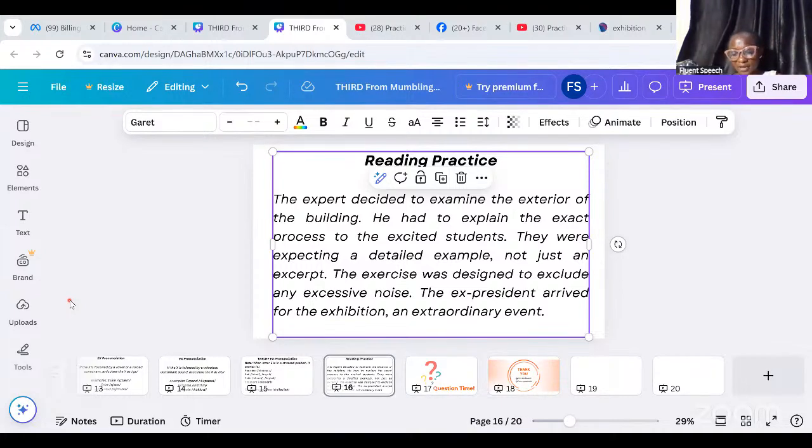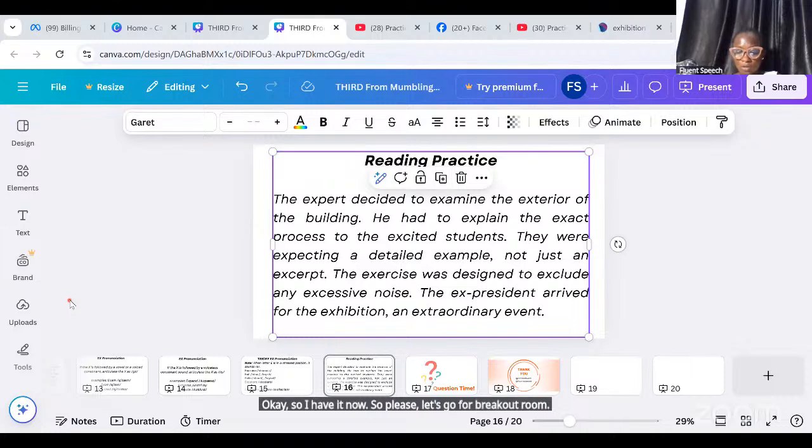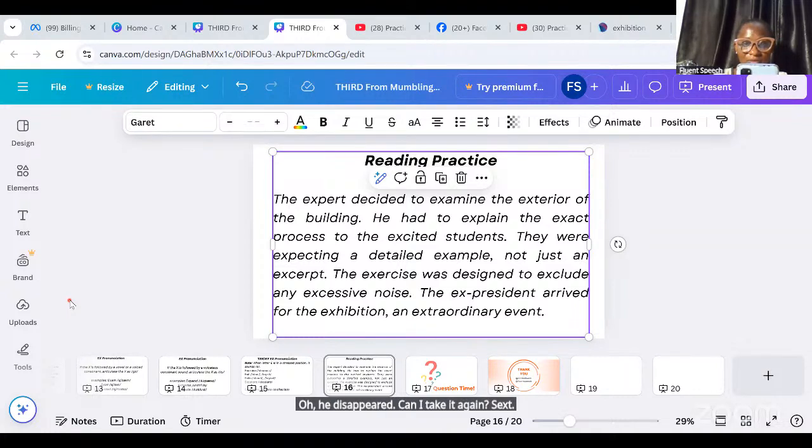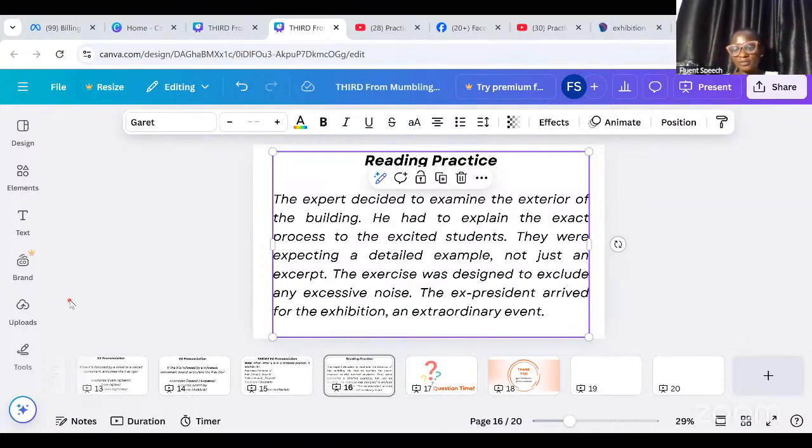Okay, so I have it now. So please, let's go for breakout room. Oh, it disappeared. Let me take it again. Text. Scan. Save. So I'll send it to the WhatsApp group.